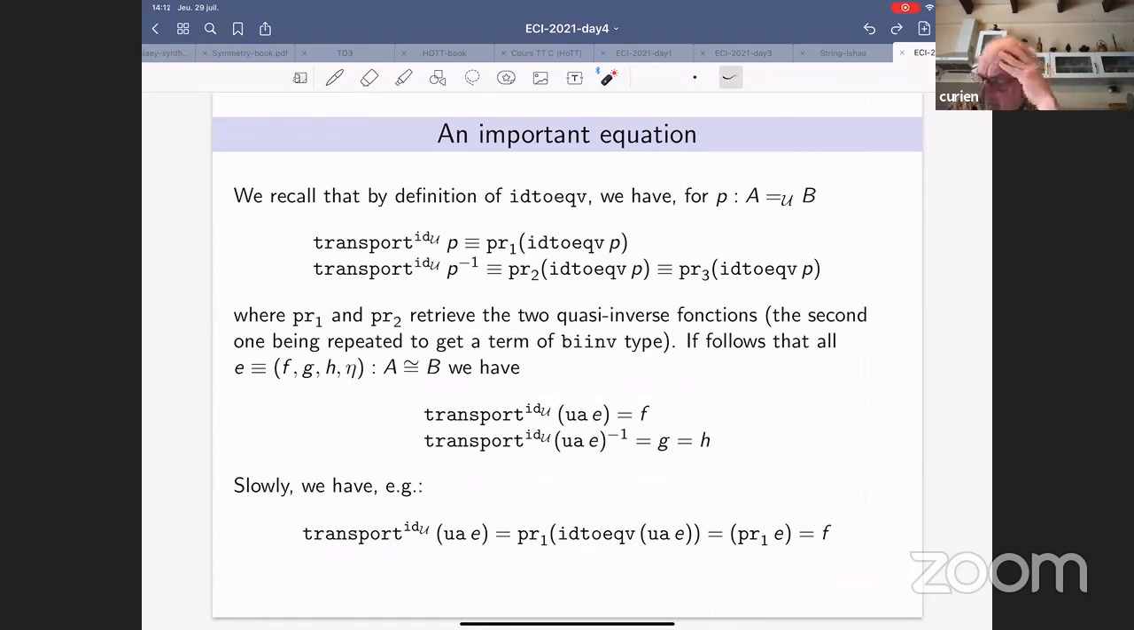Okay, let me state the property. If I have a proof that two types are equivalent in the form of a bi-inv, so it's F, G, H, eta, and yes, there's a small typo here. There should be also an epsilon. But I don't care for eta and epsilon in what I'm telling here.